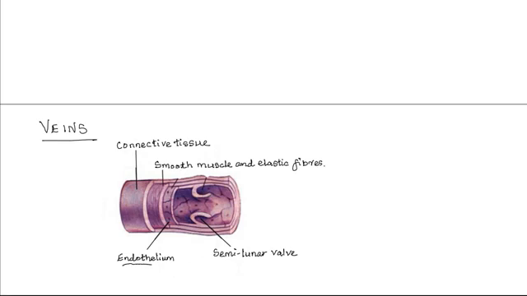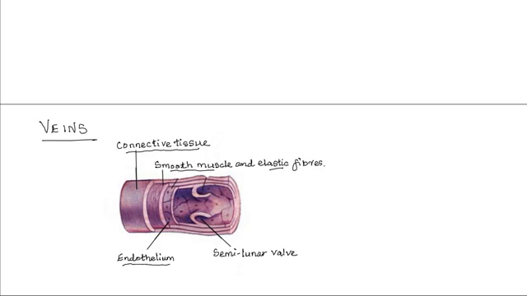However, there are some structural differences between the veins and the arteries, owing to the fact that they carry blood that is under different pressure. One of the very distinct differences is that in major veins, there are semilunar valves that project from the endothelium.